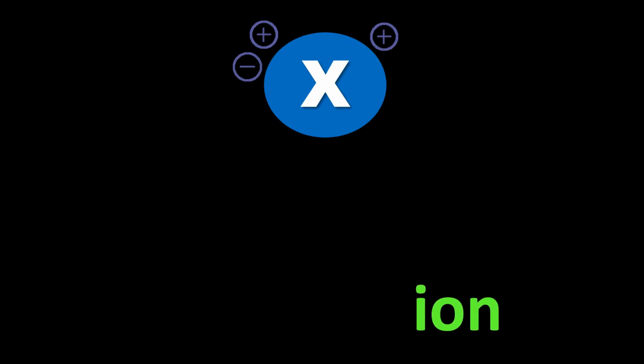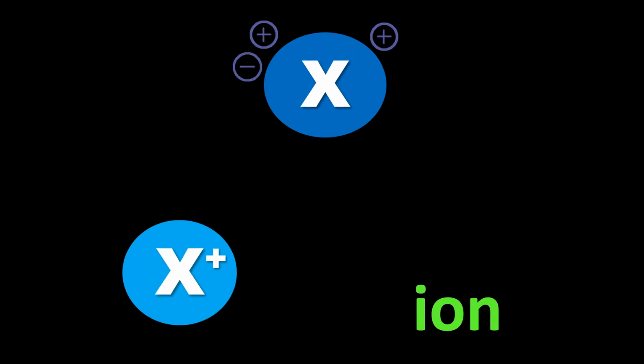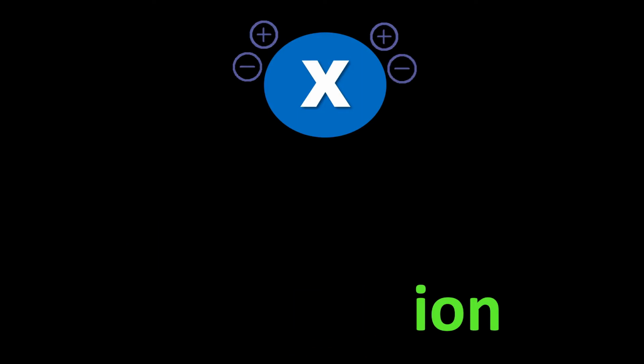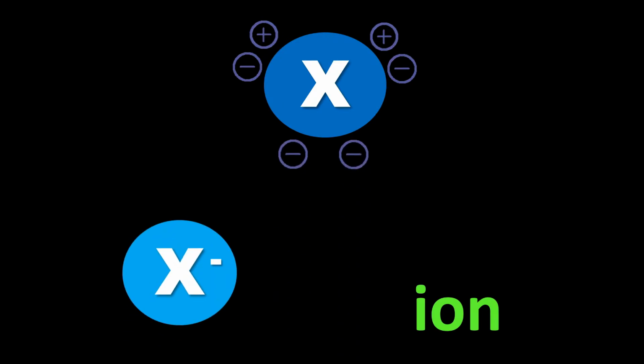By losing electron brings a positive charge. These positively charged ions are called cation. On the other hand, if they gain electrons, they gain a negative charge. They are now called anion.